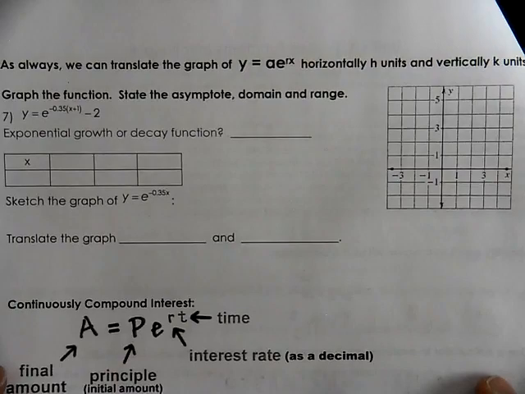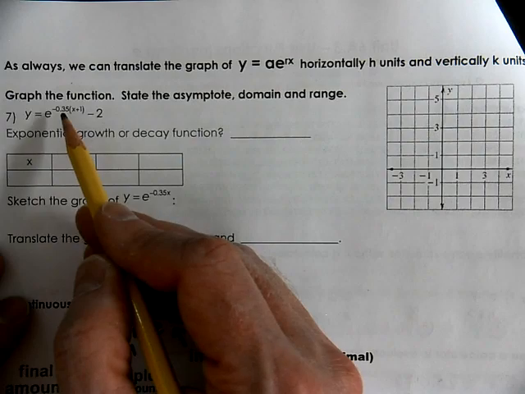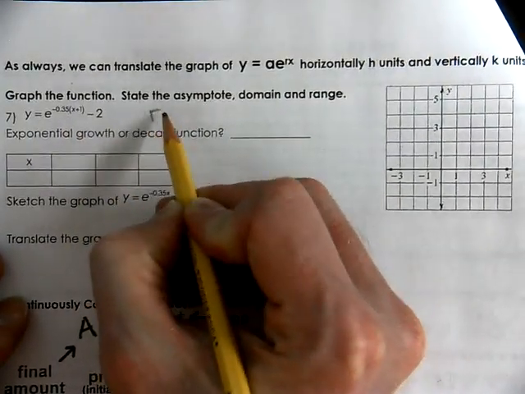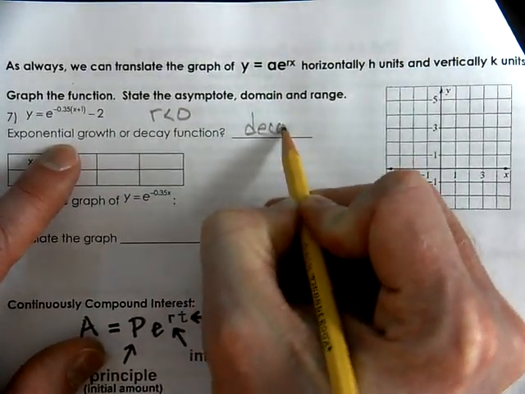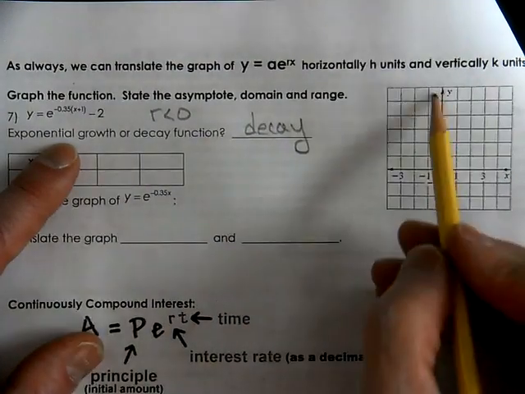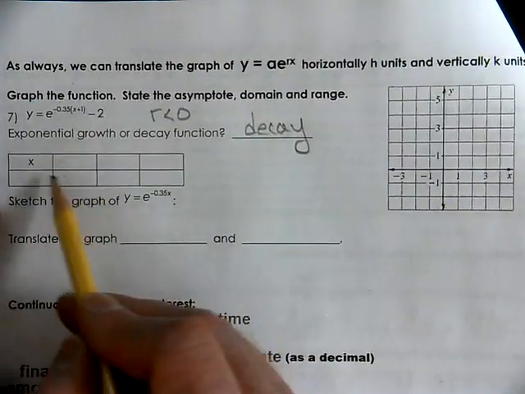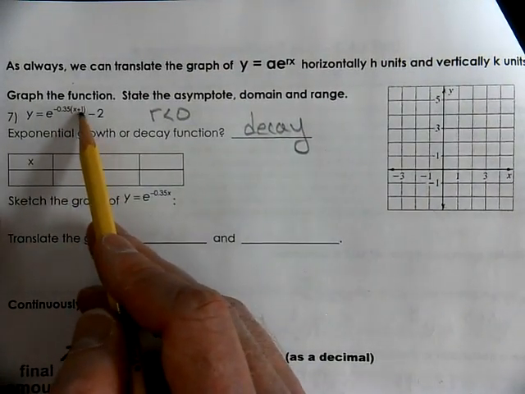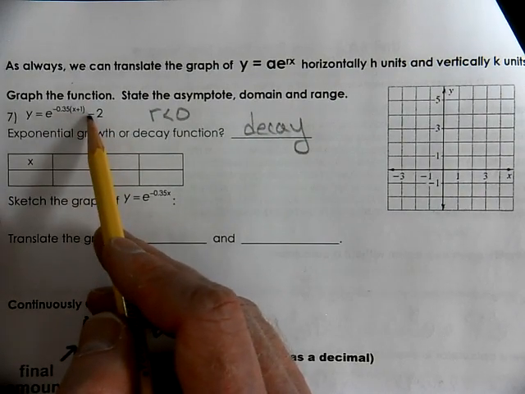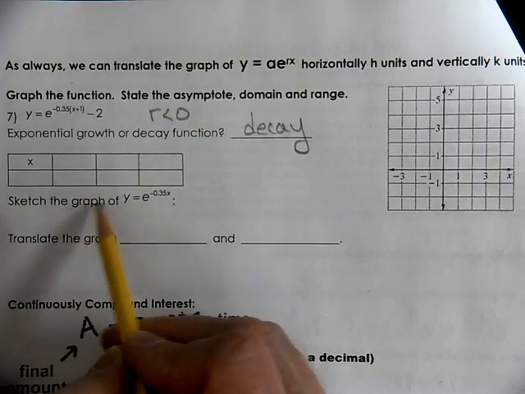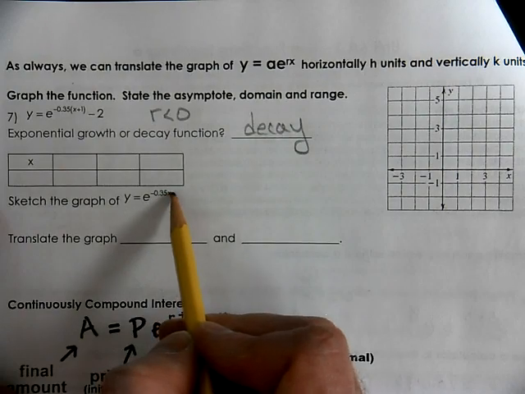Okay, our next graph. Notice here that the r value is less than 0. So that means we would expect this to be a decay model. This should be dropping over time. Now, we're not going to graph x plus 1. We're not going to graph the negative 2. We're not going to graph the translation. So we're going to make our table using just e to the negative 0.35x.